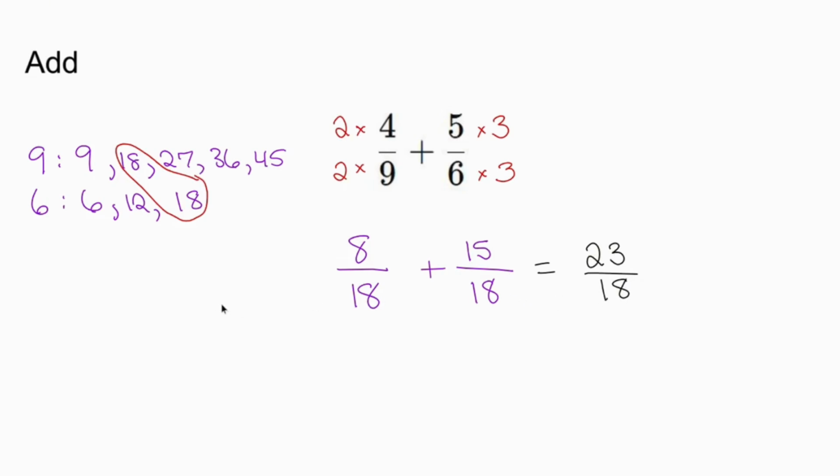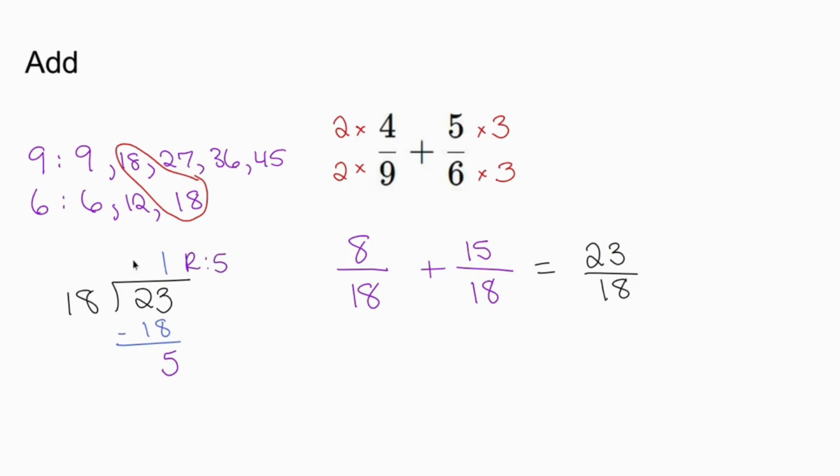Now this is an improper fraction. I want to turn this into a mixed number. So I'm going to divide 18 into 23. How many times does 18 go into 23? Once. 1 times 18 is 18. We subtract, and 23 minus 18 gives us 5. With no more numbers to drop down, 5 is going to be our remainder.